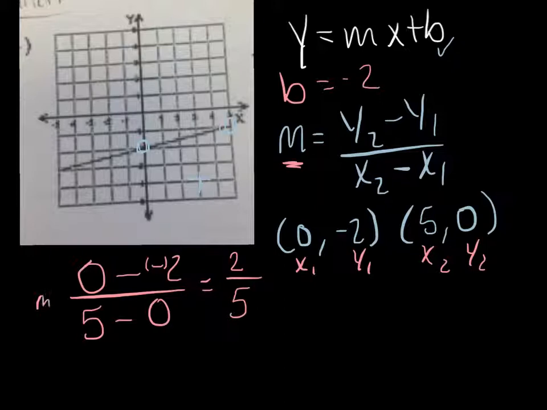The only thing left for us to do is to plug what we know into our equation. So we don't need to write anything for y, but we know our slope is 2/5. We don't have anything for x. And our y-intercept, our b, is -2. And that's the equation of your line.